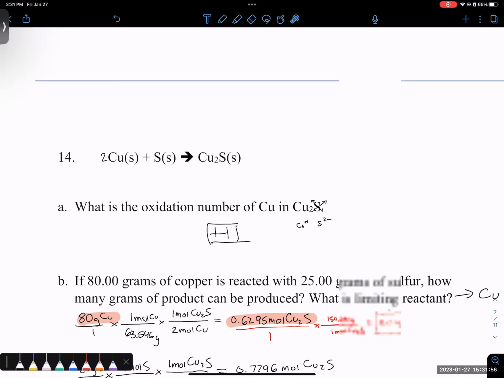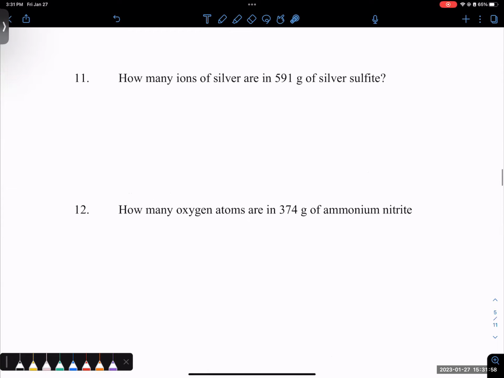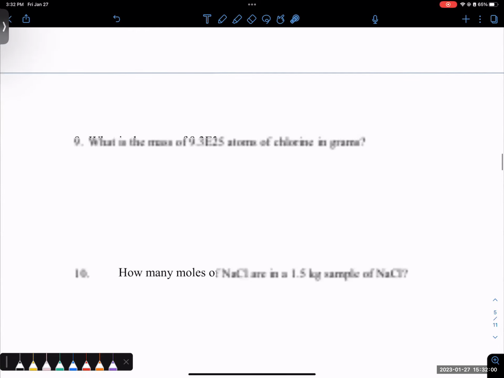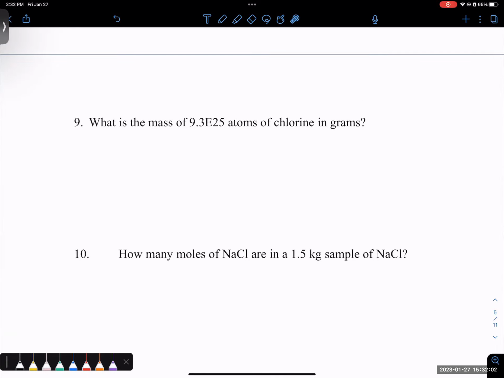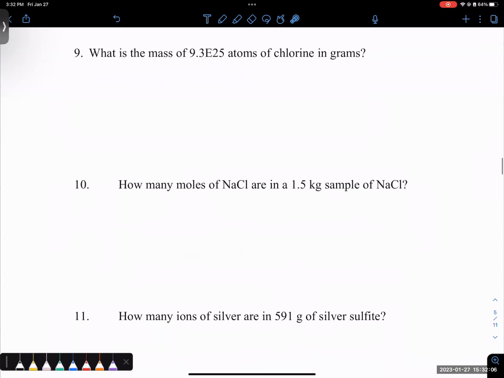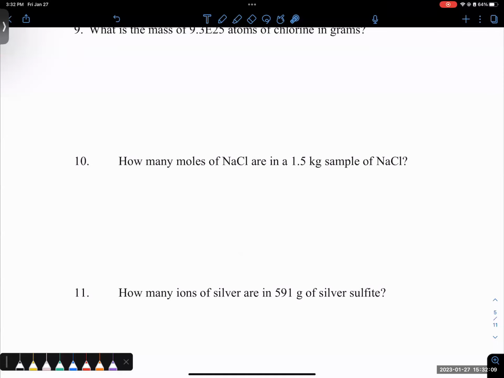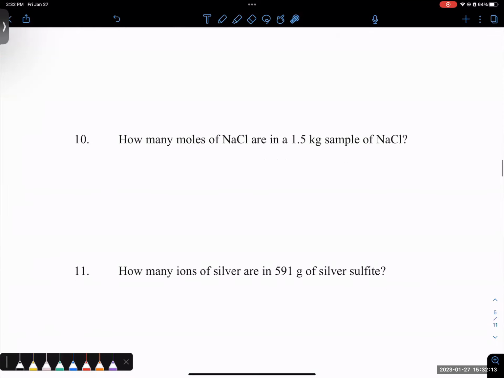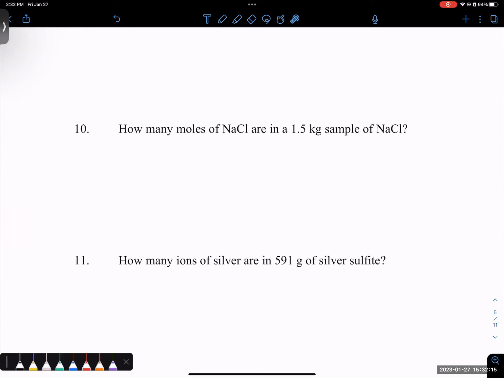Some problems, like these, don't require a molar ratio, because there's no reaction happening. It's just asking how many moles of sodium chloride are in this sample of sodium chloride, right? So we're not going to use a molar ratio in this case. It's always the problems that have reactions where we use the molar ratio from reactants to products. Does that answer your question?